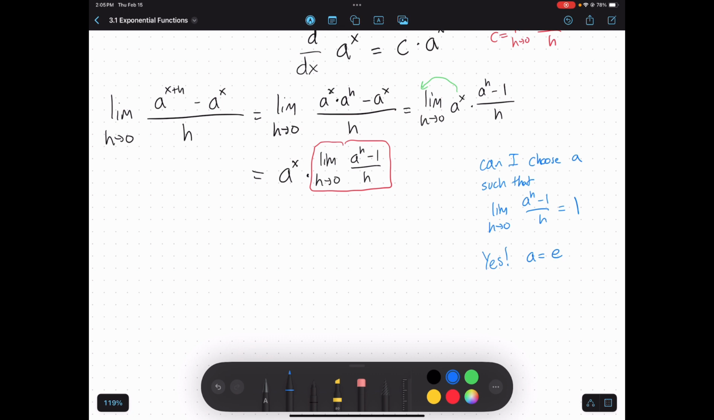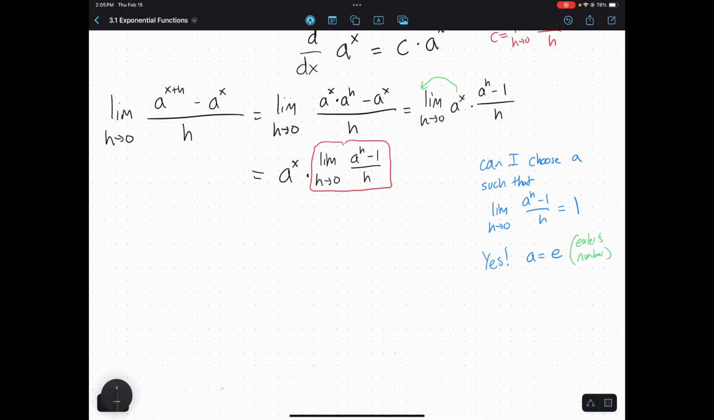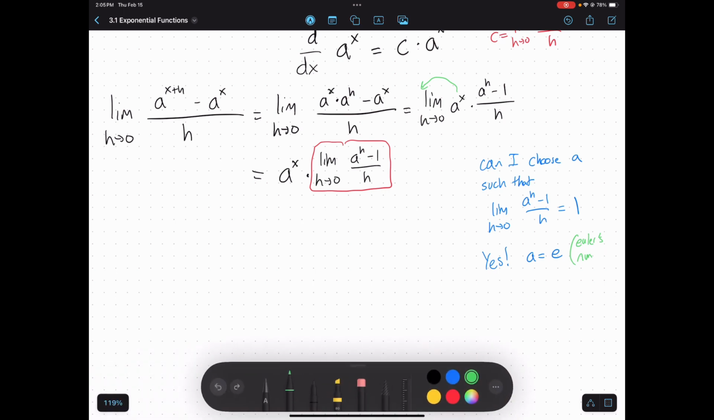Hopefully you guys have seen e before in some of your previous math classes. E is known as Euler's number. E is approximately 2.718... It's irrational, which means that decimal goes on forever and never repeats. But this is called Euler's number.